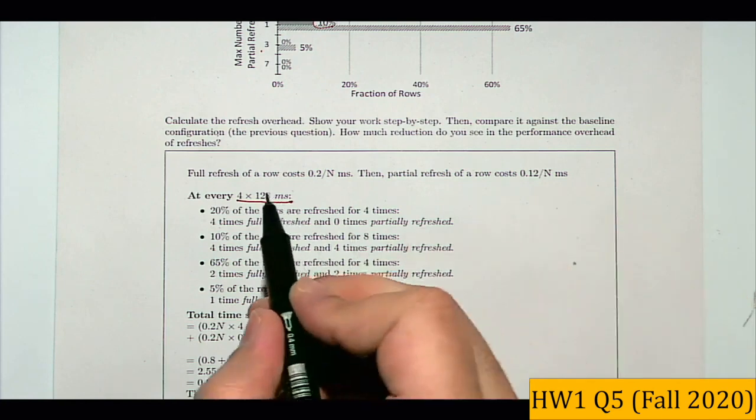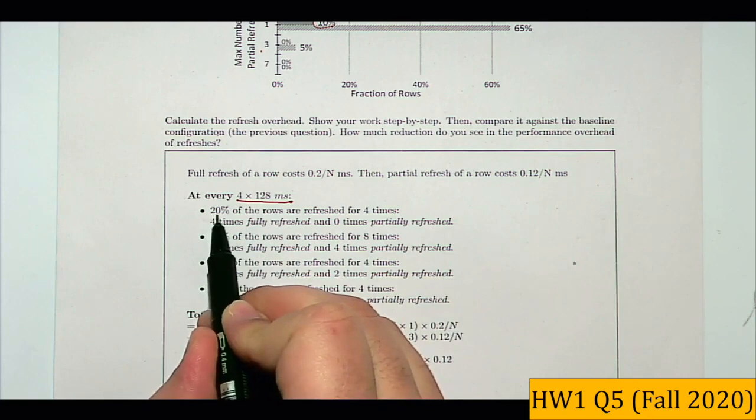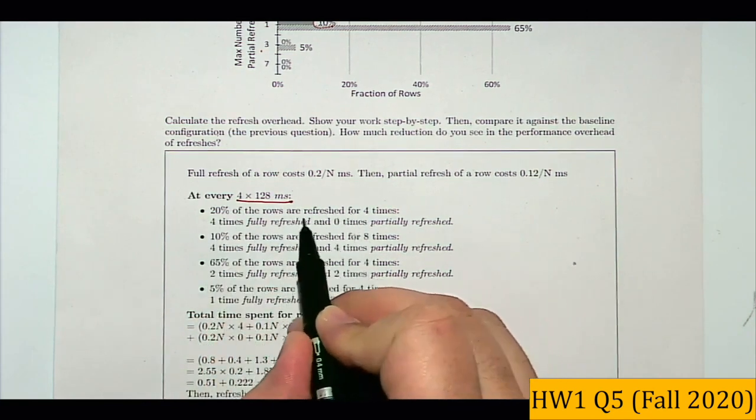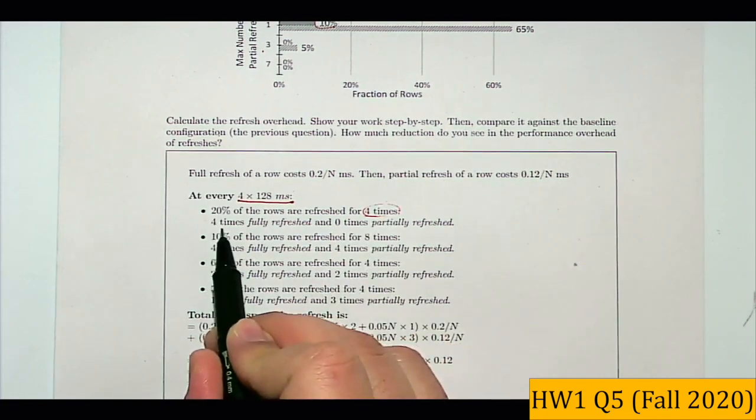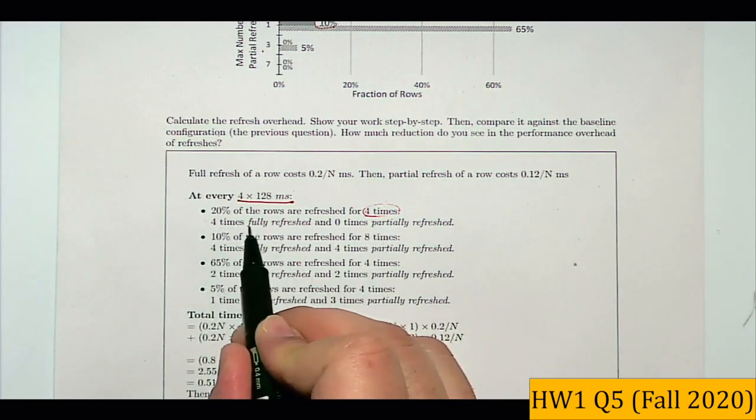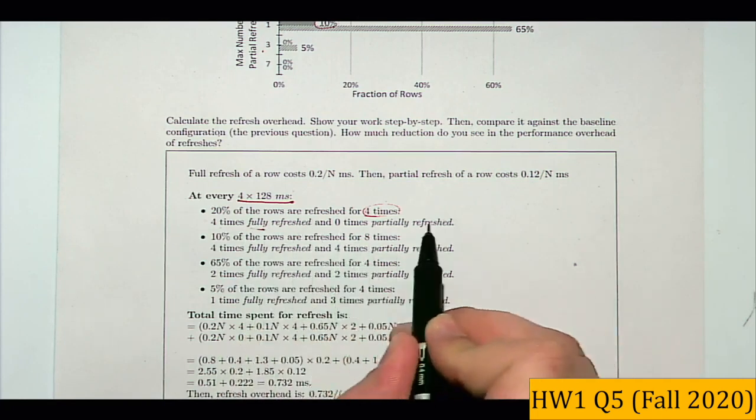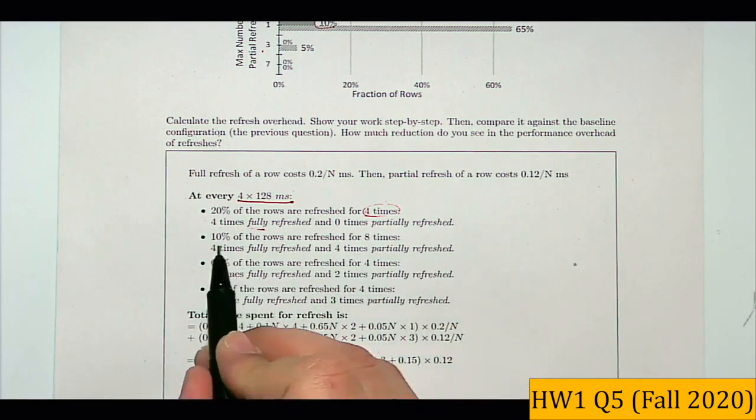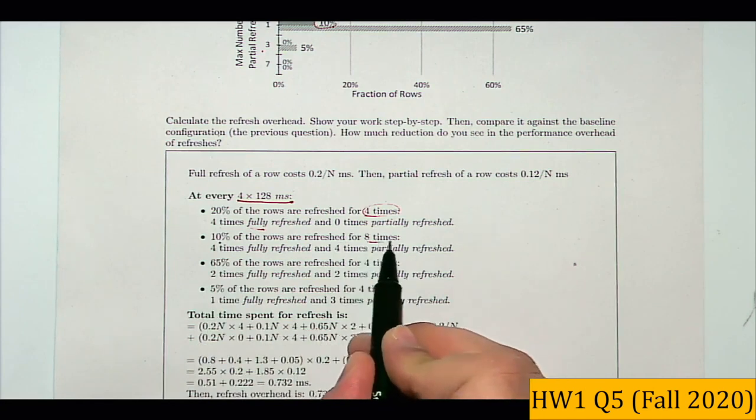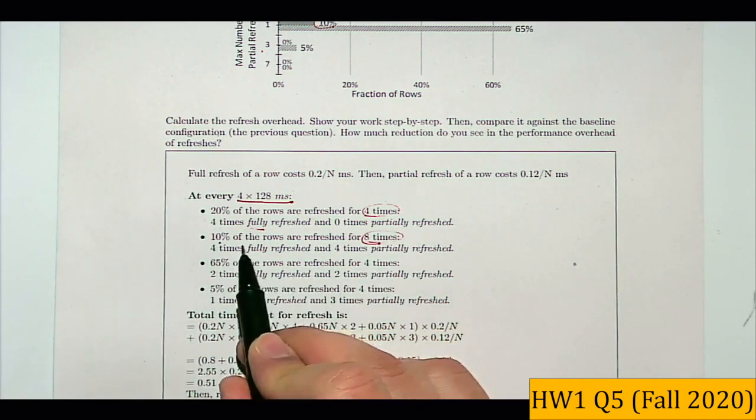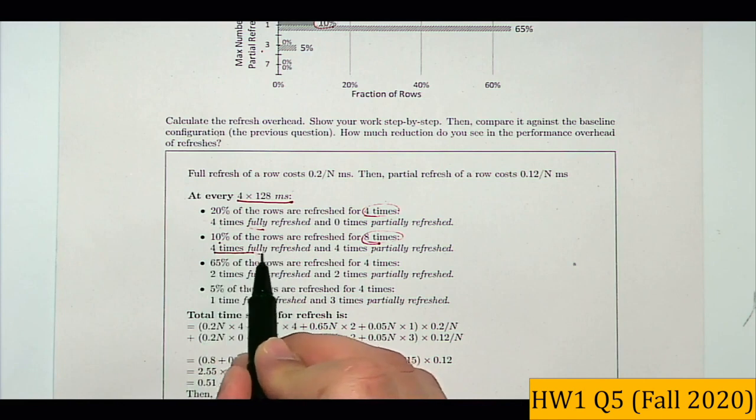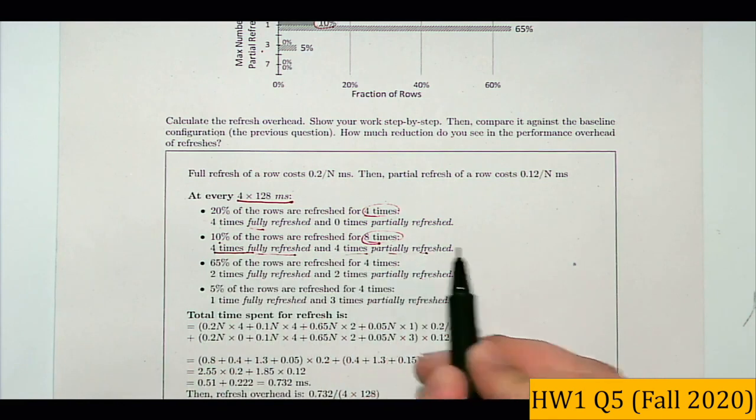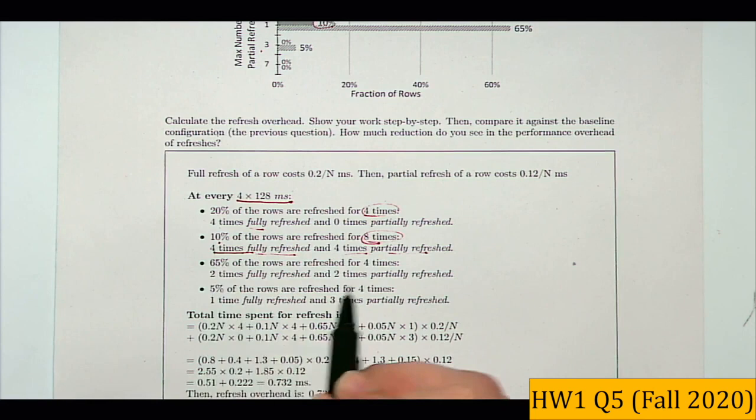It's up to you. And you can see that for every 20% of the rows, we refresh this 4 times. And then these 4 refreshes, all of them are full refreshes, and none of them are partial refreshes. And for 10%, I refresh them 8 times because this was 64 milliseconds in refresh interval. And half of them, I mean four of them are full refresh, 4 of them are partial refresh. And you just go like this.